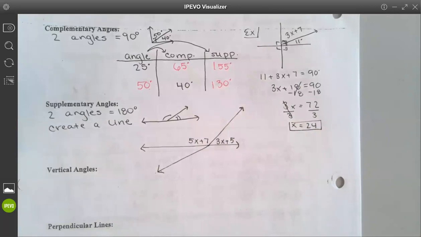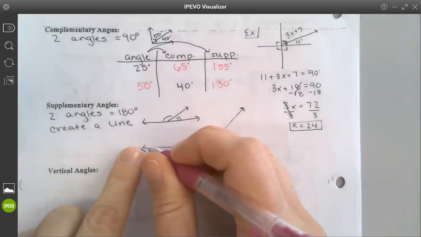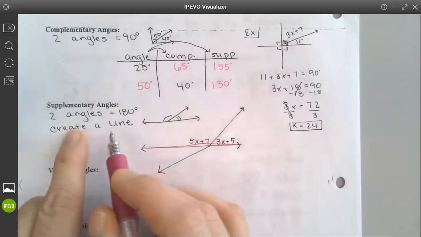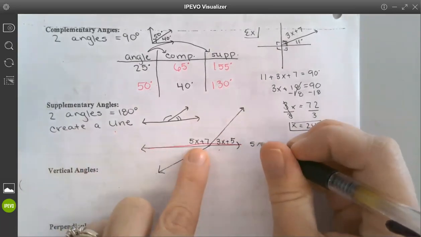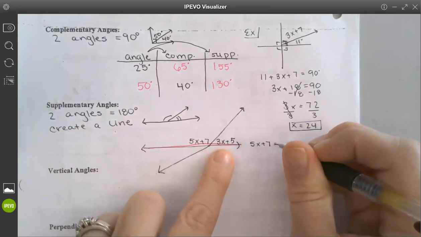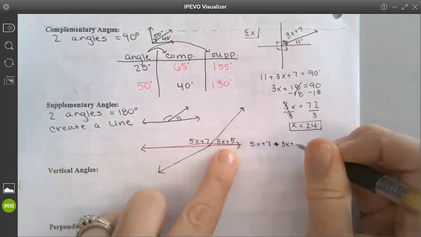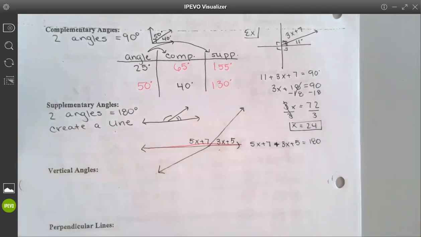Now, it didn't tell me anything about the bottom half of that diagram. The bottom half of that diagram is just a distraction to try to mess with me. What it gives me is two angles that together create a line. They're creating a line, which tells me that this angle, 5x plus 7, plus this angle, 3x plus 5, has to add up to 180, because I know that a 180 degree angle creates a line. So when my diagram gives me a line and two angles, that's my equation that I can set up. And then I can solve from there.